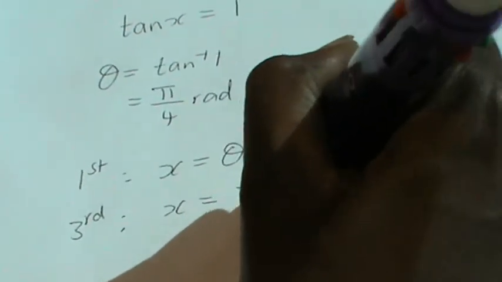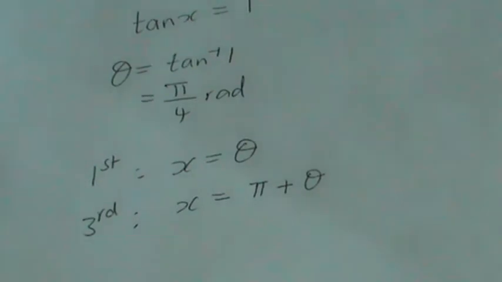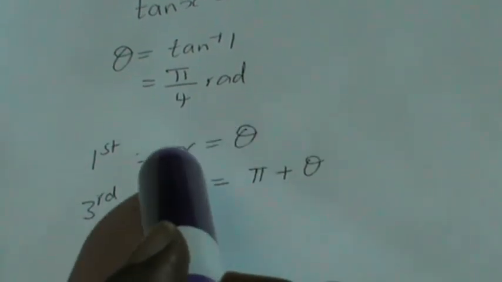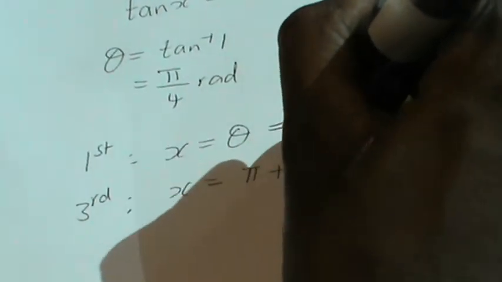And if x is in the first quadrant, then x is equal to the reference angle theta. And if x is in the third quadrant, you need to remember the definition of an angle in the third quadrant. This is pi plus theta. If I was measuring this in degrees, I would say 180 plus theta. Okay, but I'm measuring this in radians. So we look at the first one. x is theta. If x is theta, then x is just equal to pi over 4.